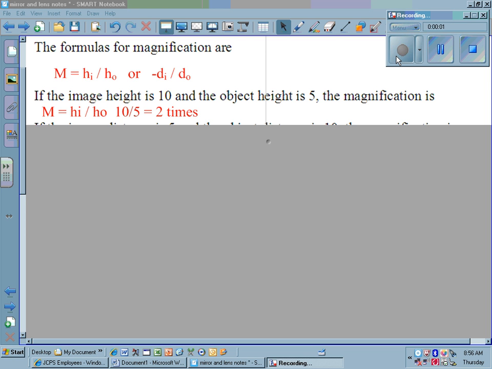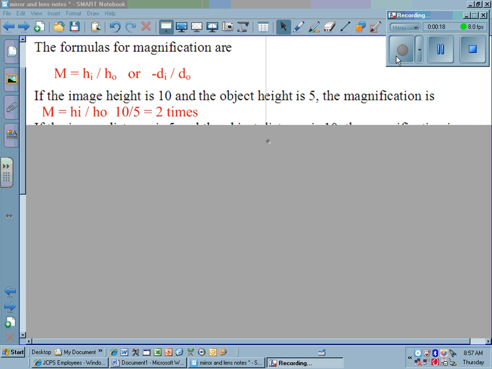Reflection notes starting on page 1, and it says the formulas for magnification are m equals hi over ho, which sort of makes sense because if your image is twice as big as your object, you would say your magnification is 2. You could also use the formula negative di over do. So you got hi ho and di do.